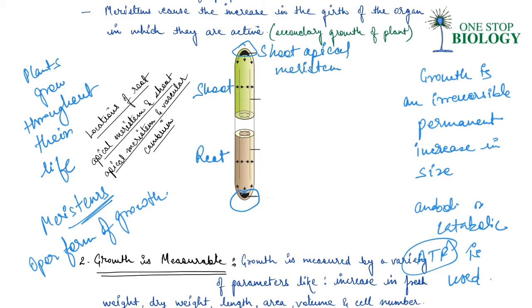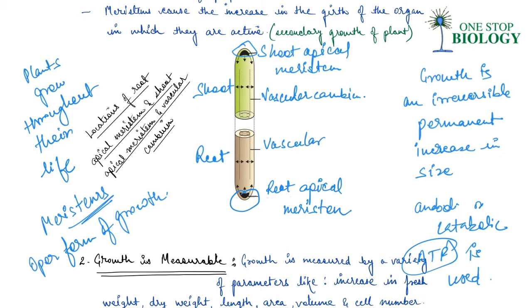And the root meristem is known as root apical meristem. So you should remember this, that plants have shoot and root apical meristem, right? Inside you can see the vascular cambium in both root and shoot, right? So this is basically the location of root and shoot apical meristem and vascular cambium, right?